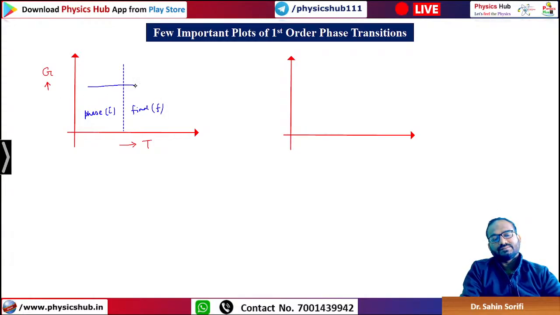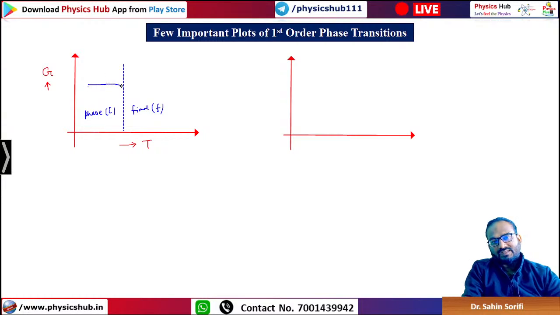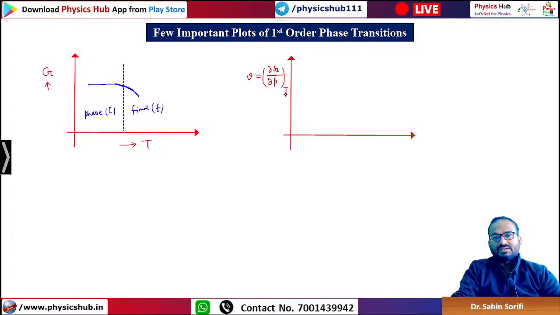These curves are more qualitative in nature, so the properties should be highlighted. The scaling and all doesn't matter so much. It is just showing that it is continuous. At the transition point, there is no discontinuity. Now let's draw the molar volume, V, that is del G upon del P at constant T, versus temperature.